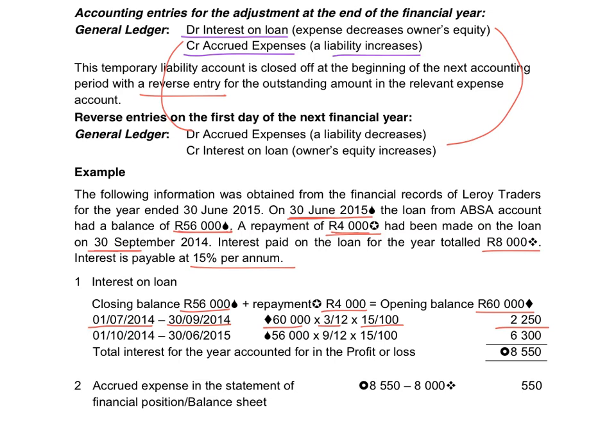2,250. From the 1st of October, after the repayment was made, until the last day of the financial year, 30 June, the business owed 56,000 Rand for 9 months and they will pay interest at 15%. So that gives you 6,300, and if we add up, we see that the total amount for interest that should appear in your income statement as the expense for the current year is 8,550. If we look at the amount that was already paid according to the ledger, it was 8,000. The total amount that you have to pay is 8,550 minus the 8,000, so that means that there's still 550 Rand outstanding at the end of the year.